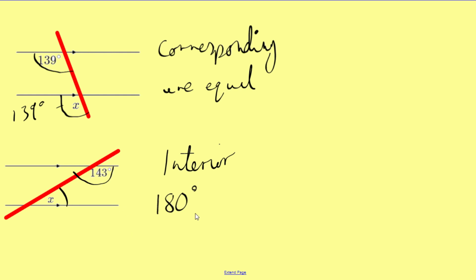So here we would do 180, take away 43, and that would give us, again, 0 take 3 we can't do, that becomes 7, that becomes 10, 7 take 4 is 3, 1 take nothing is 1. 143. 1 take 1 is 0, so that would be 37 degrees.